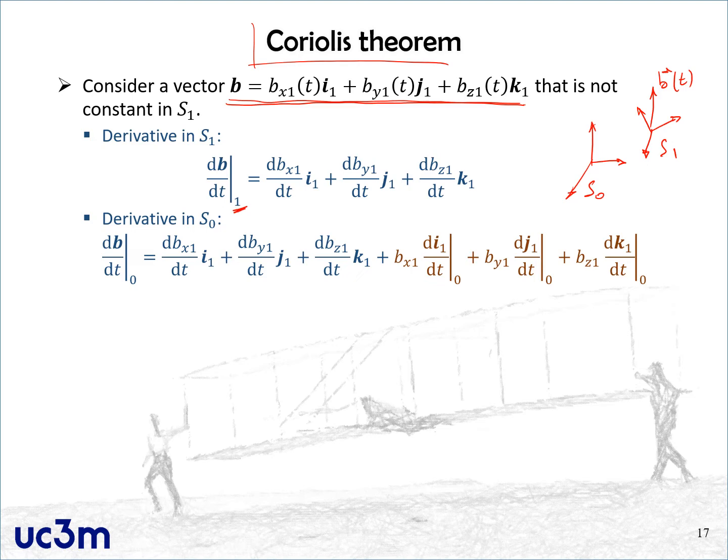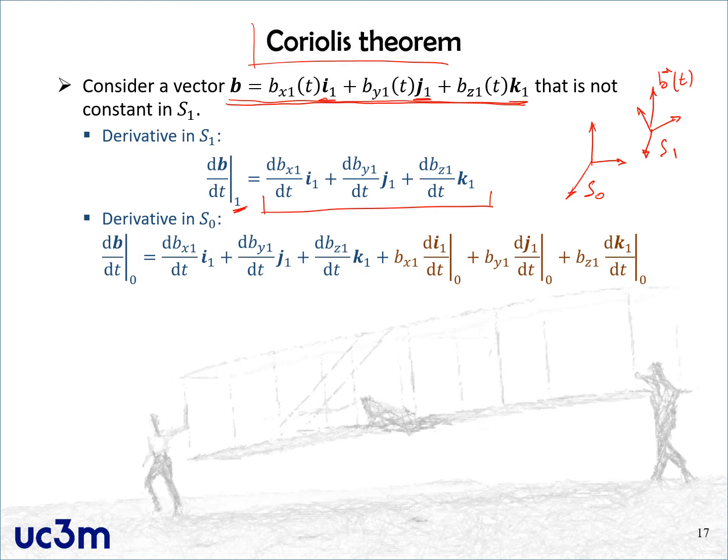In this case, the vectors I1, J1, and K1 are considered constant, so the derivative is just the derivative of the components, as you see over here, right? So this would be the derivative in basis 1. But the question arises, what is the derivative in basis 0?